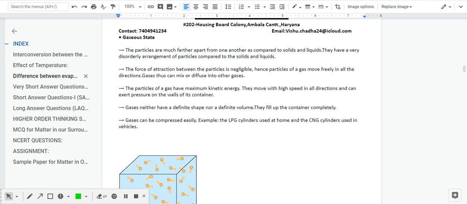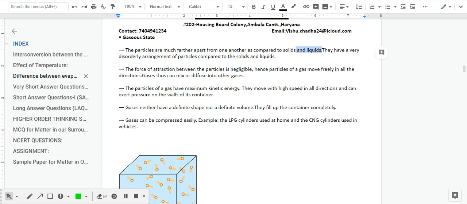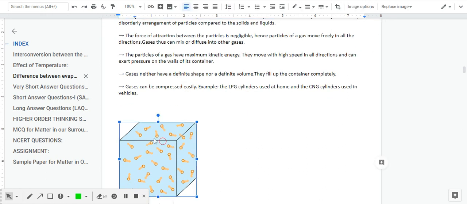gaseous state. So now we are going to learn about another state of matter, the third state of matter, that is known as gaseous state. The particles are much farther apart from one another as compared to solids and liquids. This point I have already told you earlier also, that the particles, as you can see in this figure, are quite away from each other. This is because of their kinetic energies, right? And the kind of motion they are doing is known as Brownian motion.